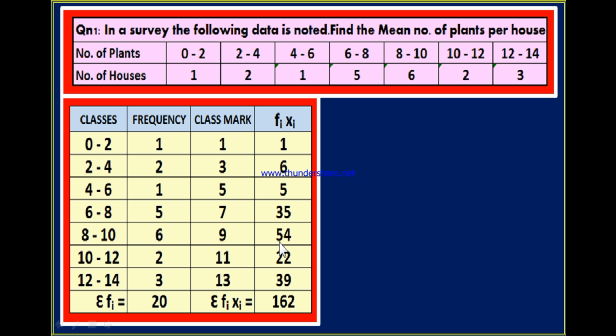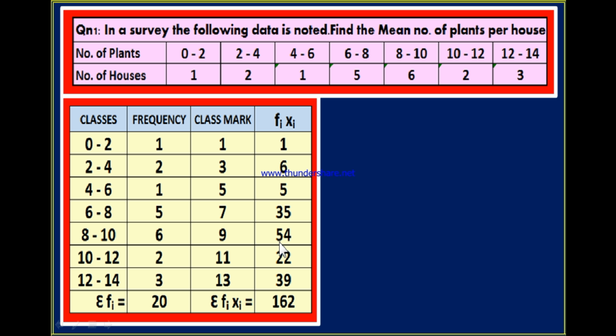Just recollect how to find the mid value of a class. Mid value or class mark, both are the same. The mid value or class mark of a class is nothing but the average of the lower and upper boundaries. Lower boundary is 200 and upper boundary is 250. If you add these two, 200 plus 250 is 450. What is 450 divided by 2? 450 divided by 2 is 225. Therefore, the mid value of the class 200 to 250 is 225.